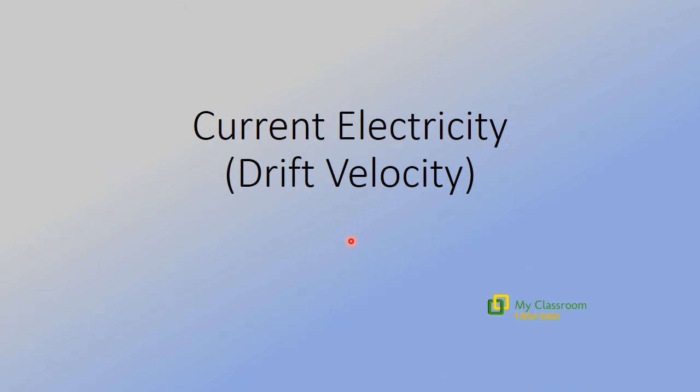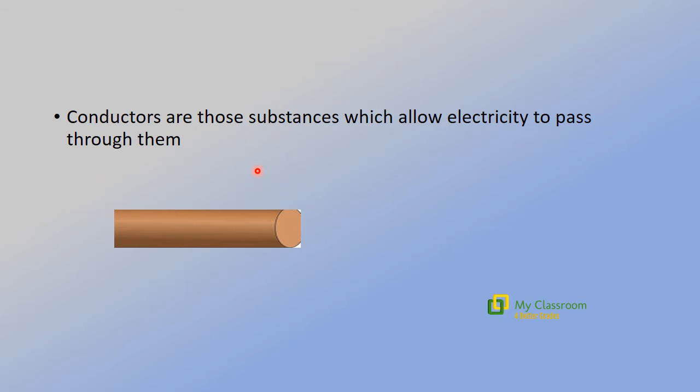The topic for today's lesson is drift velocity. Now we'll begin with conductors. We know that conductors are those substances which allow electricity to pass through them. Assume that this is a conductor or a piece of copper conductor and it has lots of free electrons in it. Now these free electrons will be in a state of random motion.